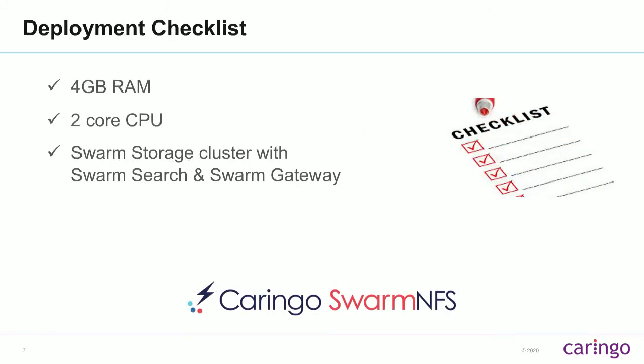Now, we did mention that it was lightweight, so for our deployment checklist, we'll see that SwarmNFS isn't very physically demanding. We need only about 4 gig of RAM and 2 CPU cores as a minimum. These requirements do increase with the number of exports and the client load, but as we stated, the SwarmNFS can be run on bare metal or VM, so as your requirements go up, you can just either throw additional resources at it or spin up more of them for scaling.